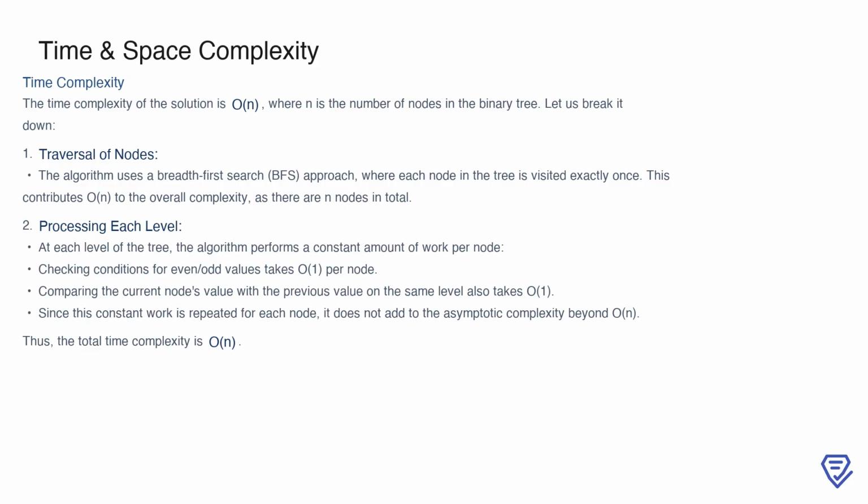the overall time complexity. Next, at each level of the tree, the algorithm performs a constant amount of work for each node. This includes checking if the node's value is even or odd, which takes O(1), and comparing it to the previous value on the same level, which also takes O(1). Since these operations are repeated for every node without adding any additional overhead, the combined work across all levels remains proportional to O(n). Therefore, the total time complexity for the entire algorithm is O(n).